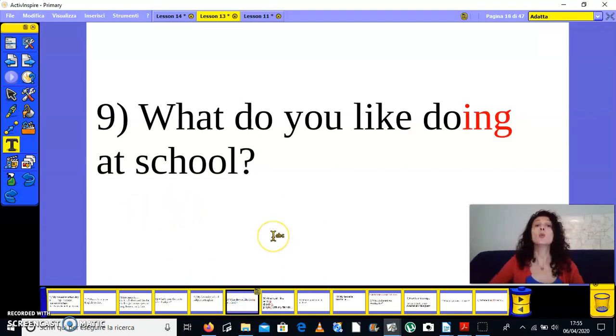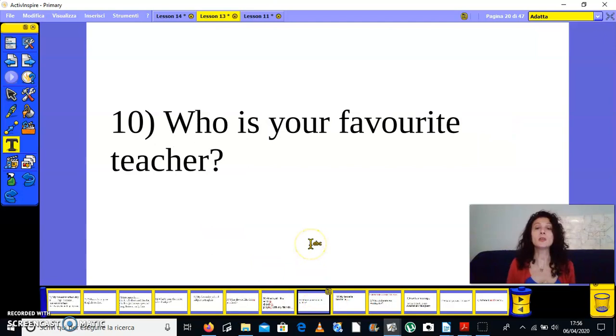Now, question 9, what do you like doing at school? At school, I like playing with my friends. At school, I like drawing. At school, I like reading. You write what you want, but remember, I like, and then ing. Then, question number 10. Who is your favorite teacher?